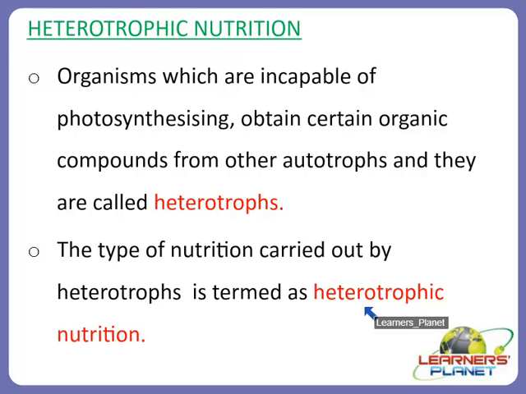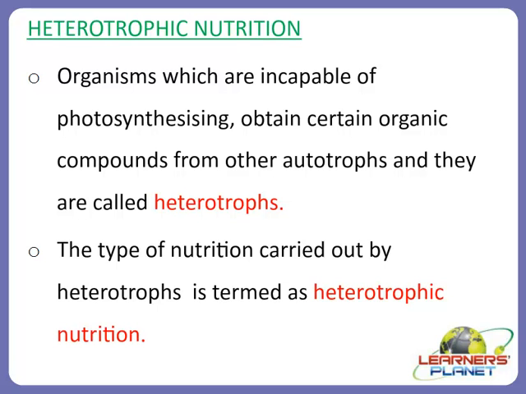We can define it in another way also: the mode of nutrition in which the organisms cannot manufacture their food and have to depend upon other plants and animals to obtain energy is called heterotrophic nutrition. And the organisms which have heterotrophic mode of nutrition are called heterotrophs. So this is about the heterotrophic nutrition.